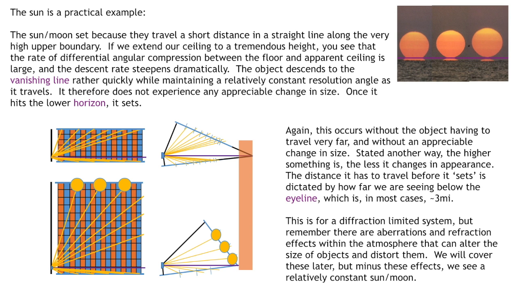Once it hits the lower horizon, it sets. Again, this occurs without the object having to travel very far because it is so high up, and without an appreciable change in size. Stated another way, the higher something is, the less it changes in appearance. The distance it has to travel before it sets is dictated by how far we are seeing below the eyeline, which is in most cases about 3 miles. This is for a diffraction limited system, but remember there are aberrations and refraction effects within the atmosphere that can alter the size of objects and distort them. We will cover these later, but minus these effects, we do see a relatively constant sun and moon.